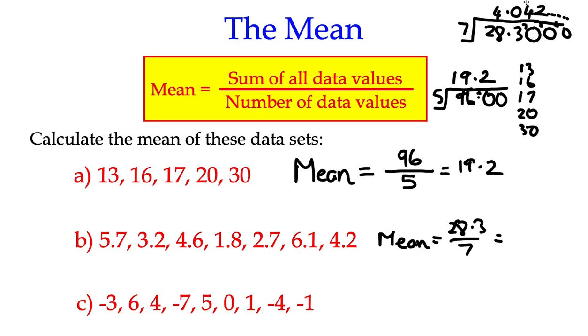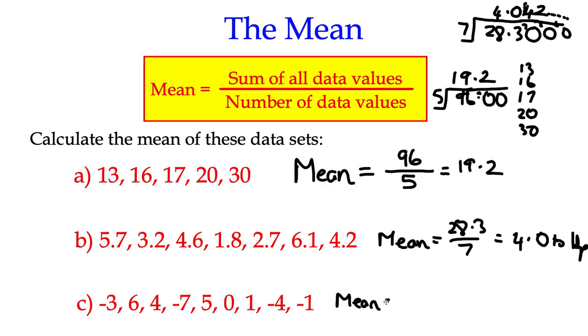If I wanted to round that to one decimal place, then the answer would be 4.0. So I'm going to write down 4.0. And because there was a wee bit of decimal work there, I'm going to check it on my calculator. 4.6 plus 1.8, 2.7 plus 6.1 plus 4.2, 28.3, yep, divided by 7, 4.042, 4.0 to one decimal place. I've got it right. So try that. It's always good to check your arithmetic and to challenge it.